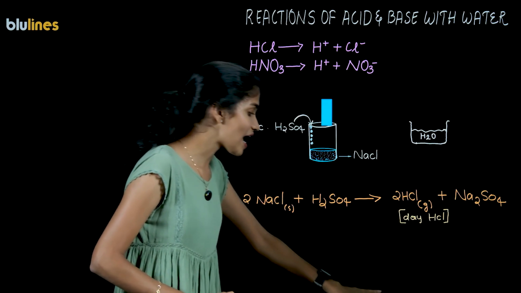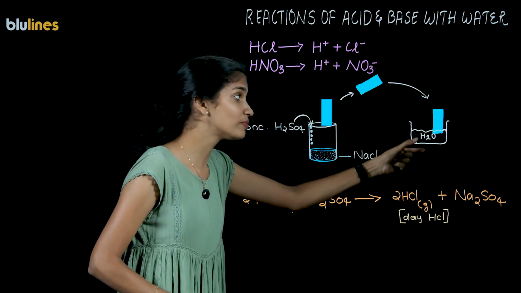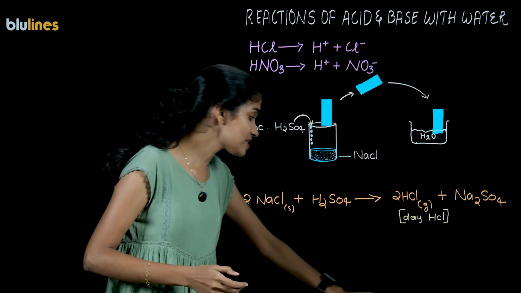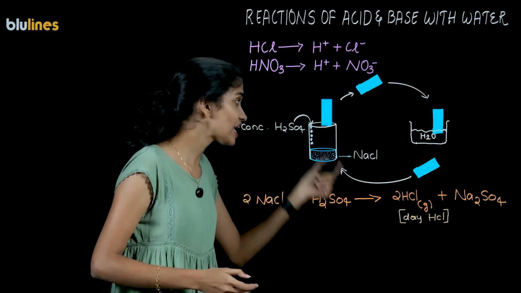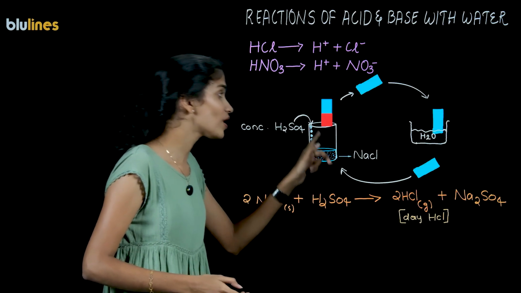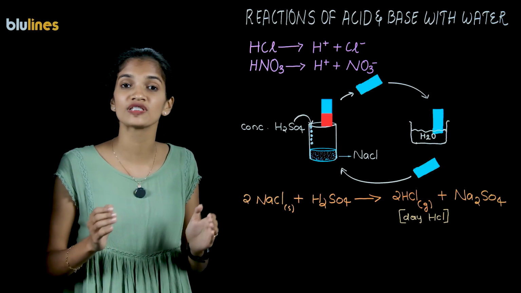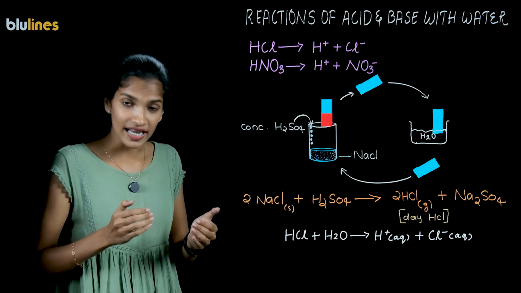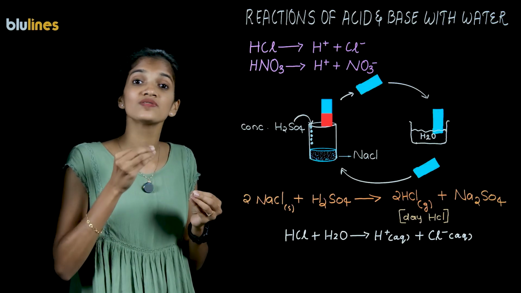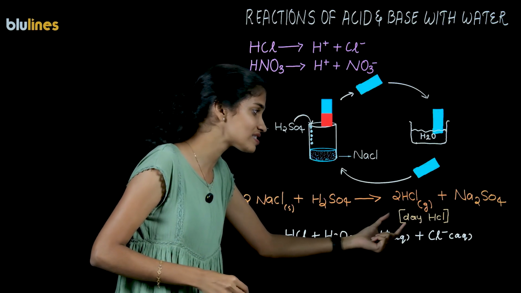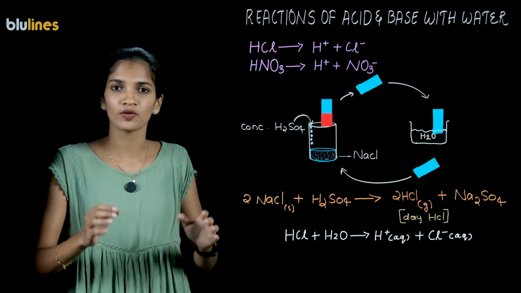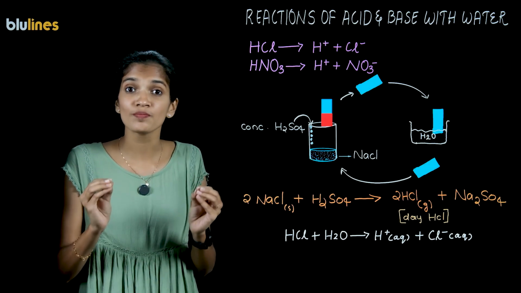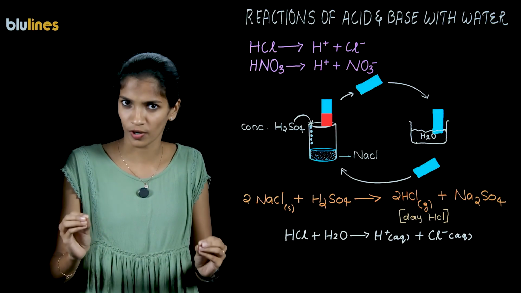I take the exact same blue litmus paper and dip it in water. Now my blue litmus paper is wet, and I place that wet blue litmus paper at the mouth of this test tube. And now, as you can see, the color of the blue litmus paper changed to red. It means that HCl, hydrochloric acid, combines with water to give us H+ and Cl- ions. It means the acidic properties of a particular substance are visible only in the presence of water.